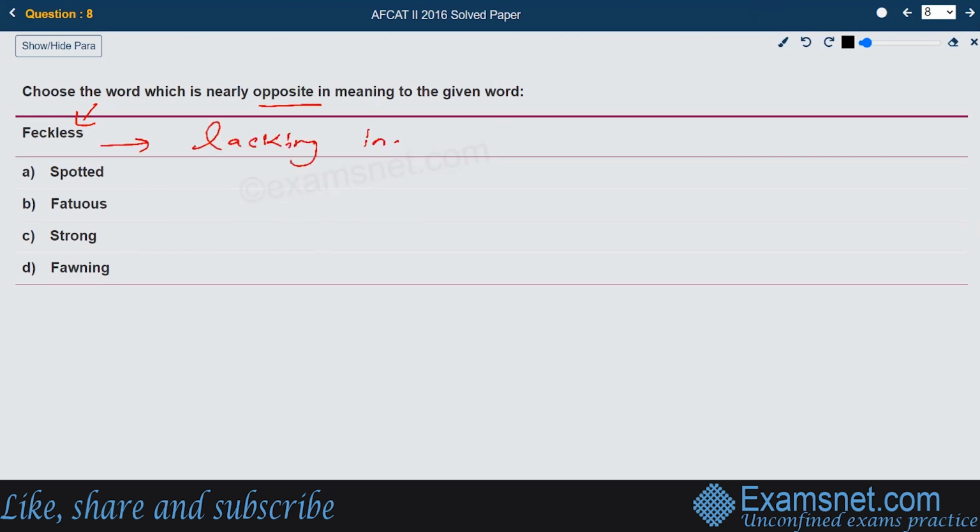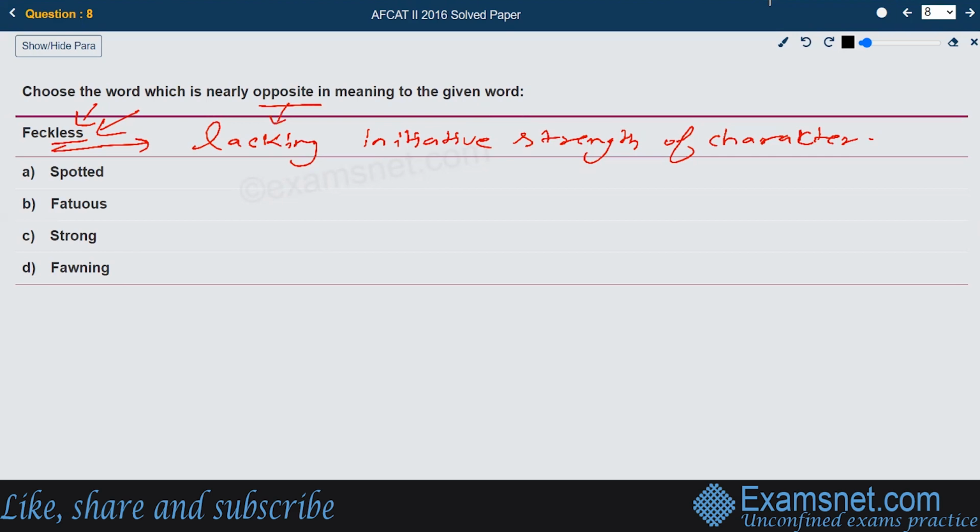Lacking initiative, strength of character. If you're not strong in your mind, that is what feckless means. If your character is not that strong, you're not very strong in your mind, that is what the word feckless means. We have to find out the opposite of the same. Feckless is lacking that. If you're not strong, that is what feckless is.